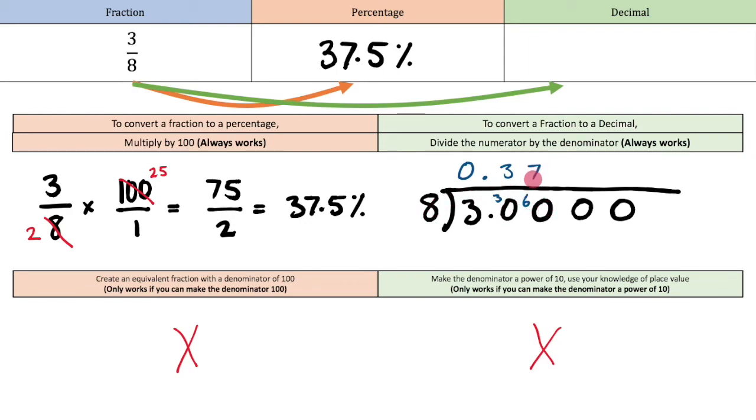Well, it goes in 7 times because 8 times 7 is 56, and I'm going to have 4 left over. How many times does 8 go into 40? 8 goes into 40 5 times because 8 5s are 40, and it goes in perfectly. So I can stop there, and that means that my decimal is going to end up being 0.375. And just like that, I have turned a fraction into a decimal. Hopefully everything there has made sense.